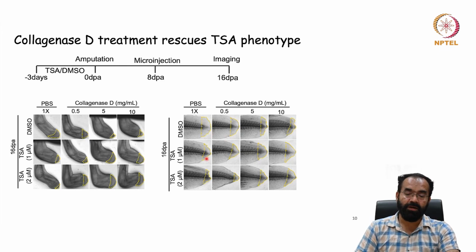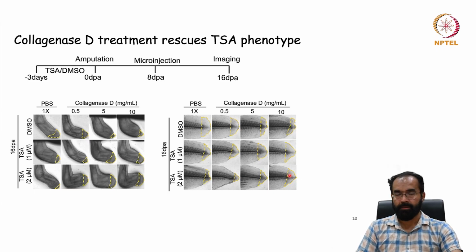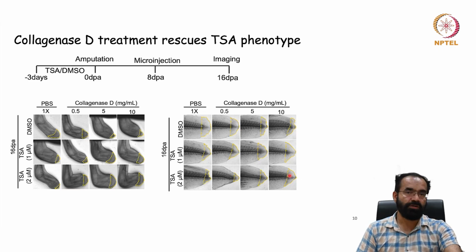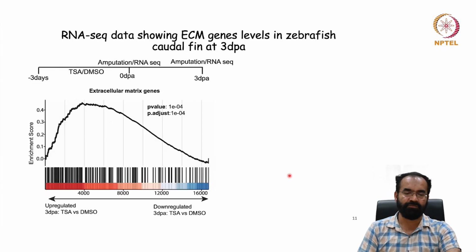In the PBS, you have got a reduced blastema formation, but if you give collagenase, you can rescue and the blastema bounces back. So from this, what you understand, because of the TSA treatment or because of the inhibition of histone deacetylases, the excessive collagen is to be blamed for lack of or the delayed regeneration. So if you can prevent or reduce that excessive collagen by collagenase treatment, then the trouble is alleviated. So this is the information we gain from here.